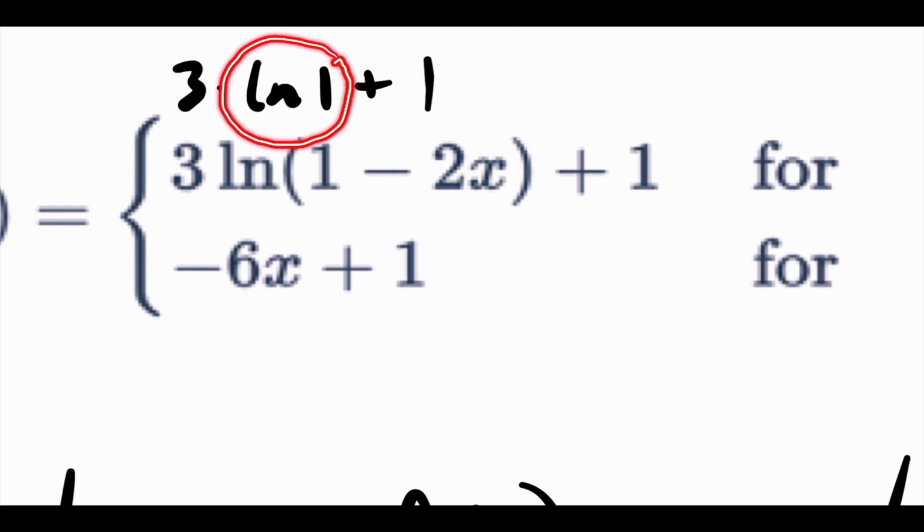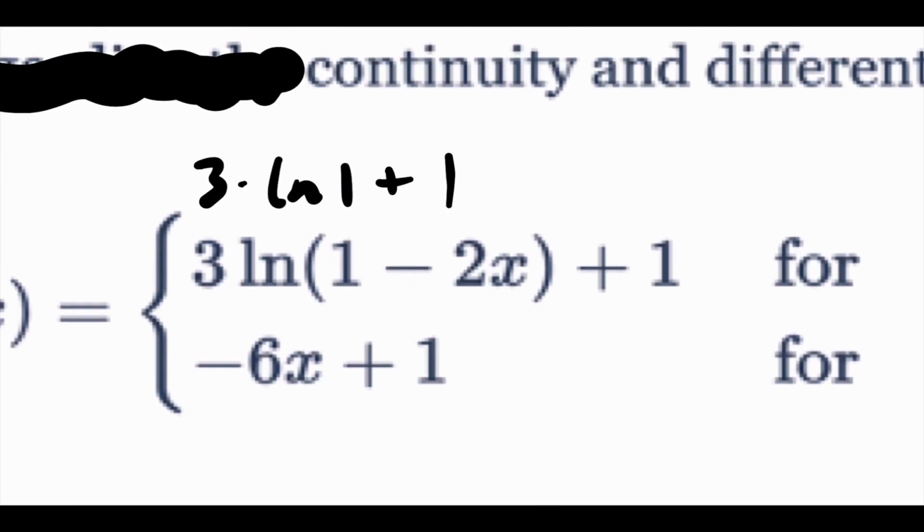So what this is asking is what power of e gives me 1 as an answer? E to what power gives me 1 as an answer? 0 power. So this guy is 0. So 3 times 0 is 0. Leaves 1.